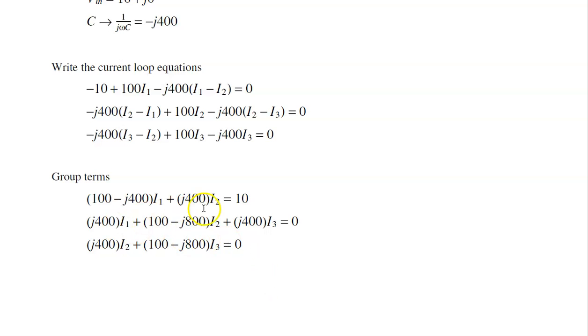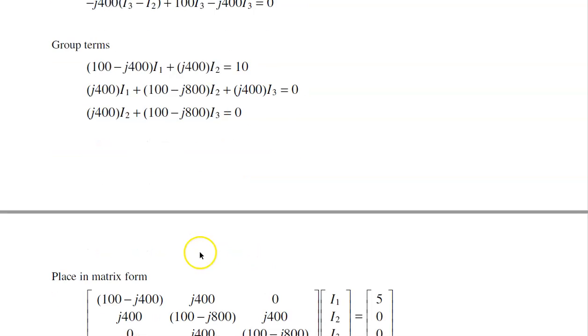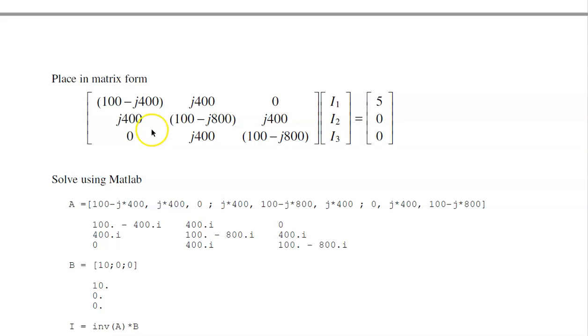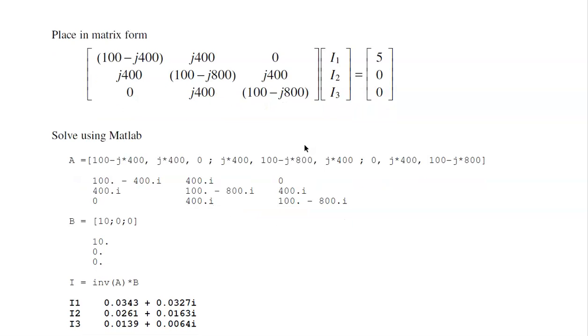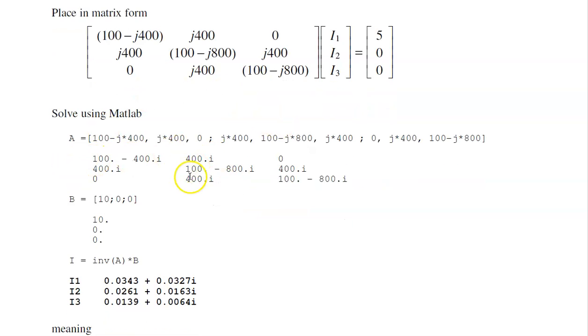To solve, group the terms, place in matrix form, and then solve. Here MATLAB is really useful because we're using complex numbers. They're kind of painful to solve by hand. MATLAB doesn't care. Just input the matrix with complex numbers. Here's your B matrix. That's actually 10 volts. Got a typo here. The current is the inverse of A times B. So there's your current.